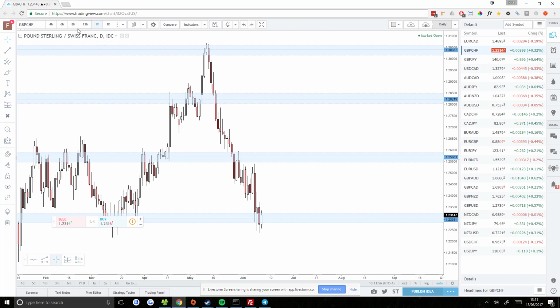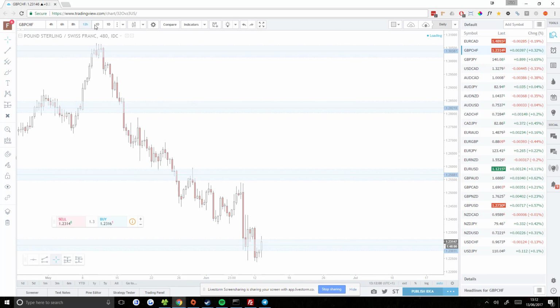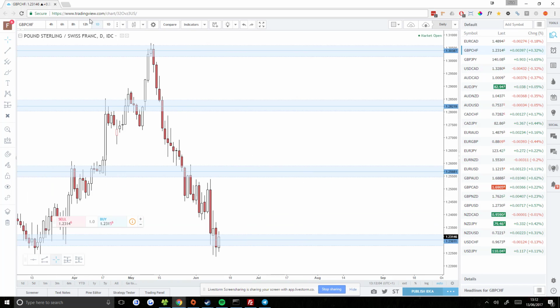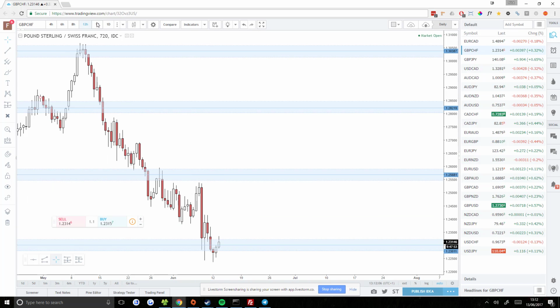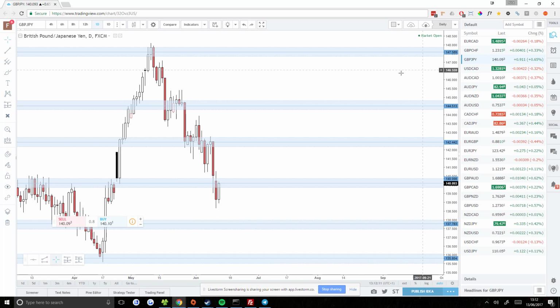GBPCHF, this one doesn't look quite as nice, but I'll be keeping a close eye on this too, mostly on the 12 hour and the daily. Well, actually, probably on the daily, because it's already triggered on the 12 hour, so it's too late for that. But I want to see how this closes on the daily.